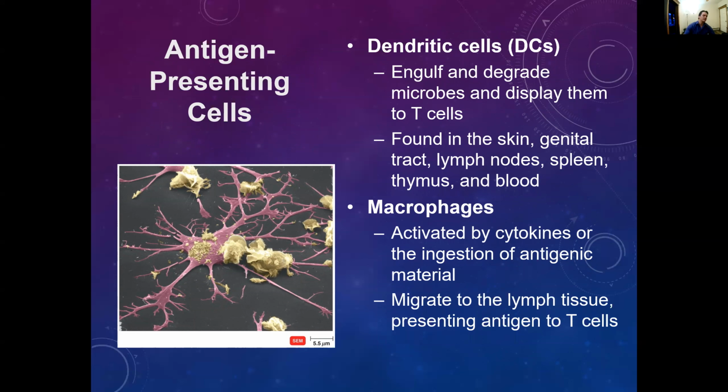So here you have dendritic cells. These cells engulf and degrade microbes and display them to T cells. They are found on the skin, genital tract, lymph nodes, spleen, thymus, and blood.